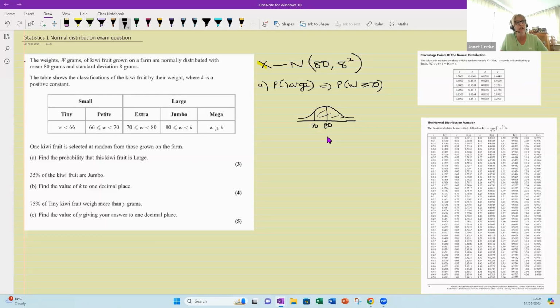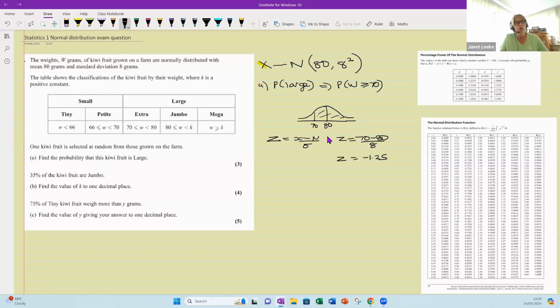So the first thing I need to do is work out what this 70 represents in terms of standard deviations away from the mean. So we standardize it. We find what's called Z. And Z is equal to X minus mu over sigma. So in this case, our Z is 70 minus 80 divided by 8. So I've got a Z of minus 1.25.